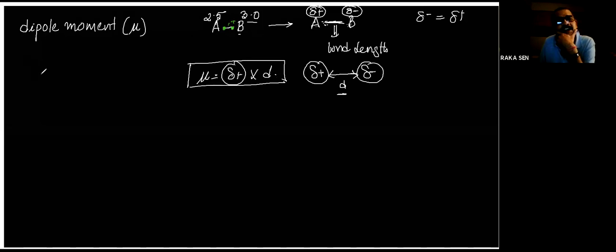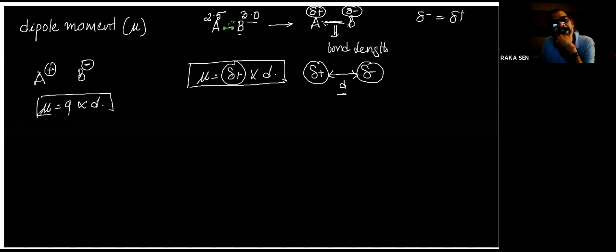If there is complete charge separation, say for example in the case of a compound like this, that means A is unit positive and B is unit negative. Then you can define mu as the charge into the distance of separation. So this is how you define the magnitude of dipole moment.